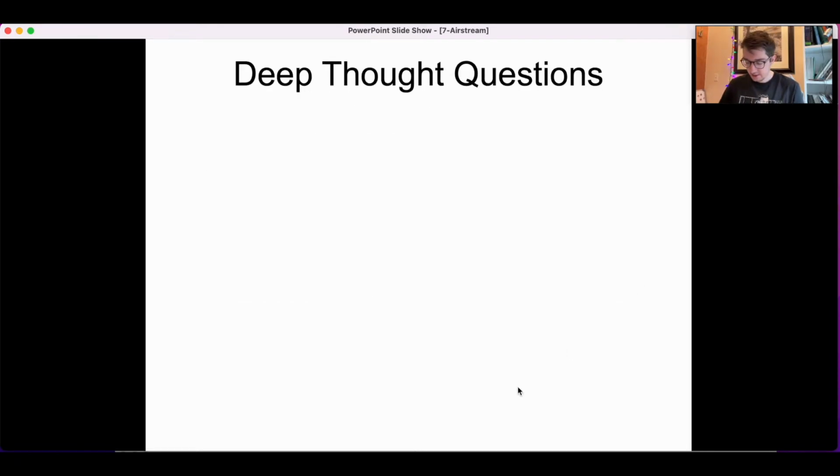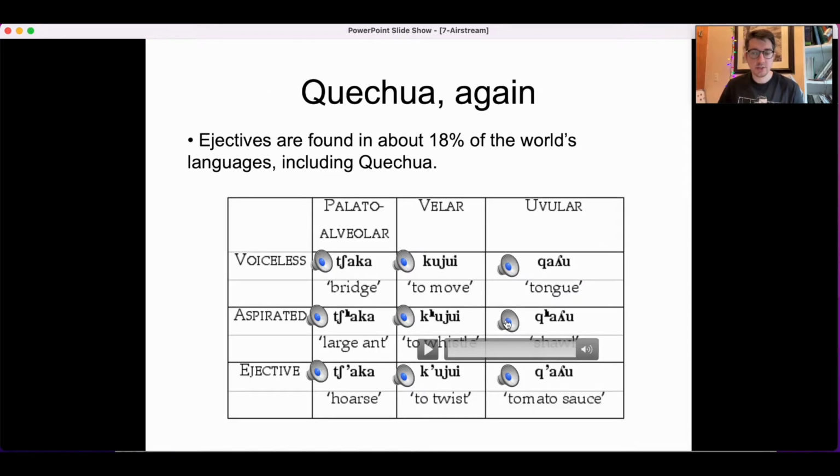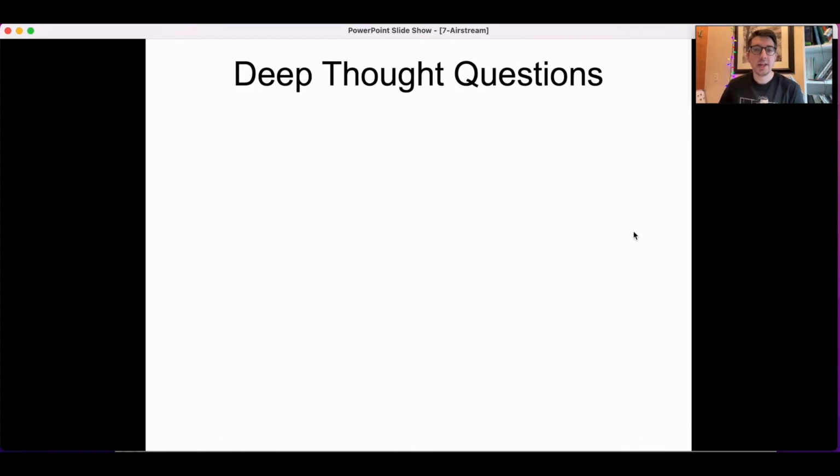All right. One thing here is that you can hear the difference between these two uvulars very clearly, especially between the aspirated ones and ejectives, because they function in a completely different way. So let's listen. Kalyu. Kalyu. Right? So there you have it.